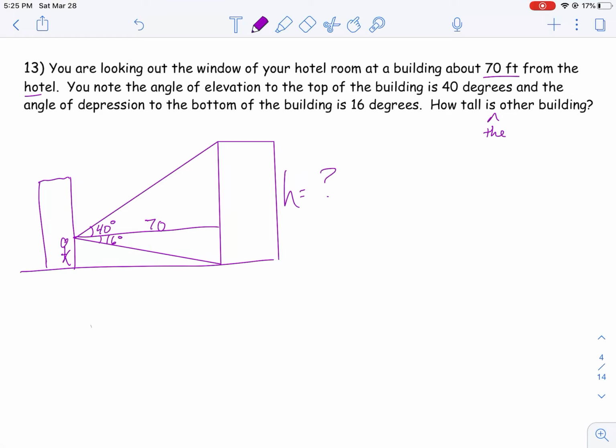Hopefully you're seeing two right triangles here. Hopefully you're realizing, hey, I could find x, I could find y, and if I know x and y, I can add them together to get the height. And that's all we're going to do. So we're going to take a look. We know the angle here.